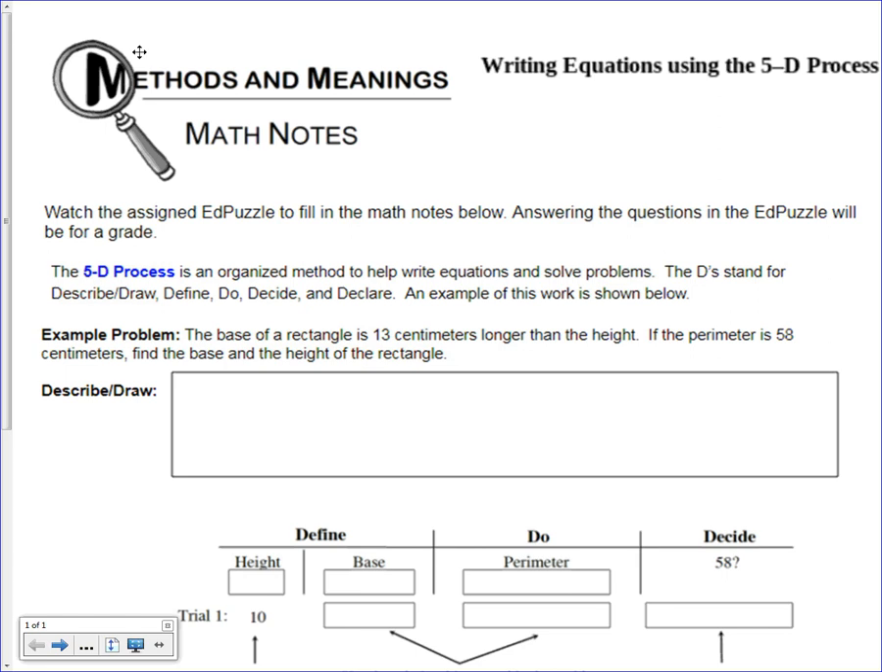So the describe and draw section, what you're trying to do is just pull the important information out of the word problem. The define section is where we're going to organize all of our pieces and parts that we're looking for. The do, we're going to do some math in that section. Decide, what are we looking for? And the declare is our complete answer in a complete sentence.